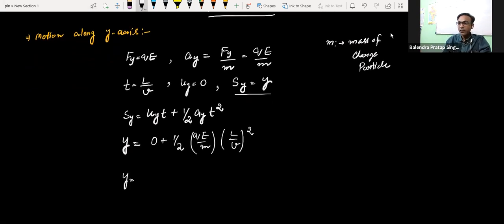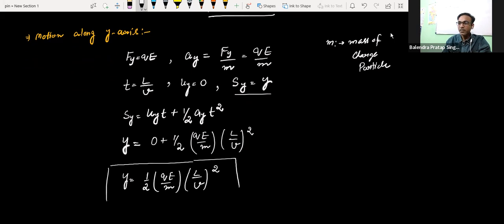y is equal to half of qE by m into L by V the whole square. This is your answer. This is the deflection of the particle along the y direction. This much amount of distance the particle gets deflected. This expression is very famous and very important.